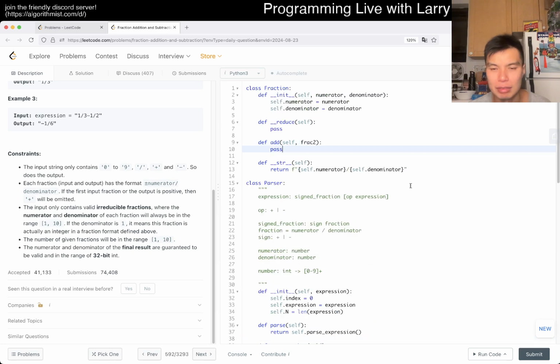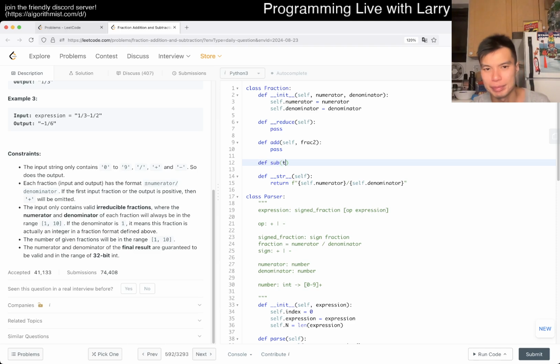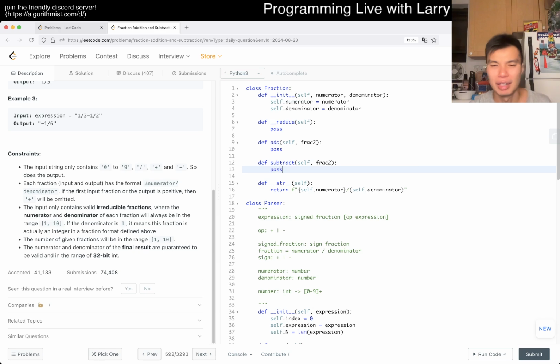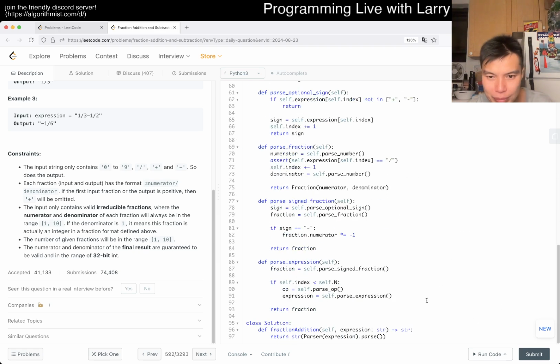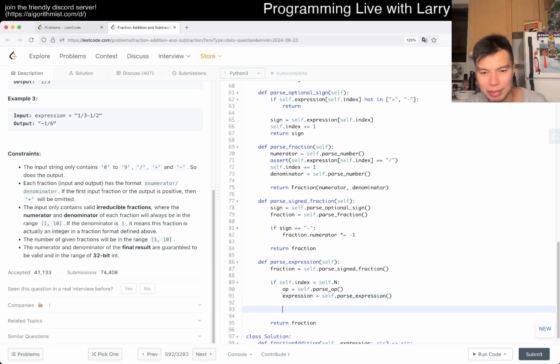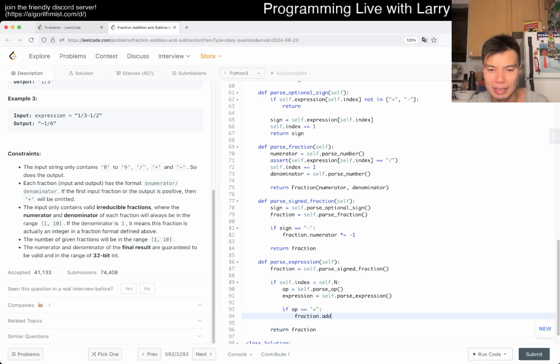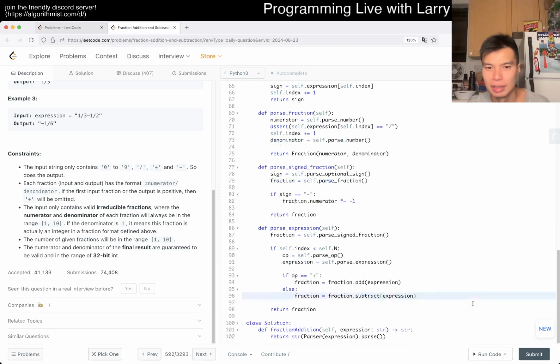What we want to add, well, we do have a sign, so we also want to implement subtract. Just to be clearer, I know that you can write it in terms of negative addition, but you know. Okay, yeah. So then now, in the interest of being lazy, we just write if op is equal to minus, then we have fraction dot add expression, else, right. Yeah, that should be okay.